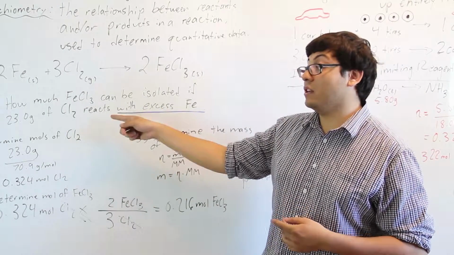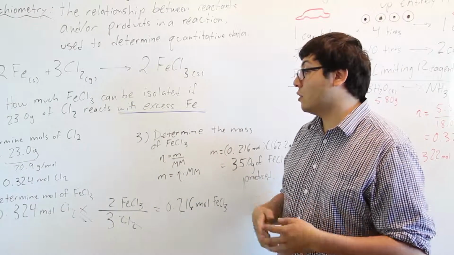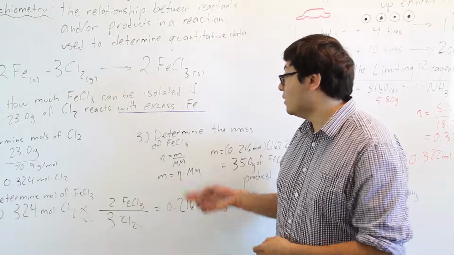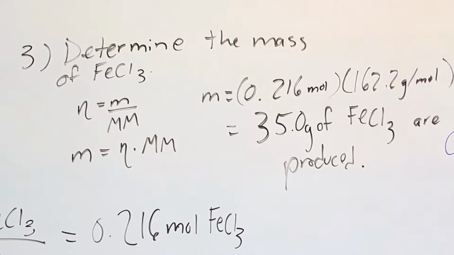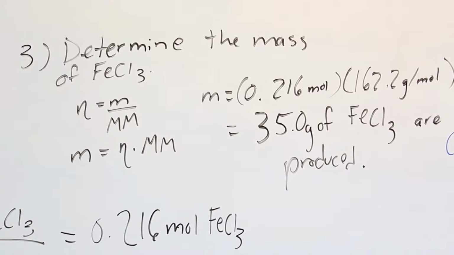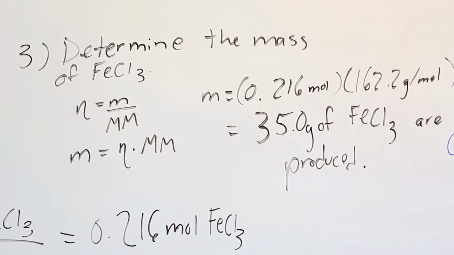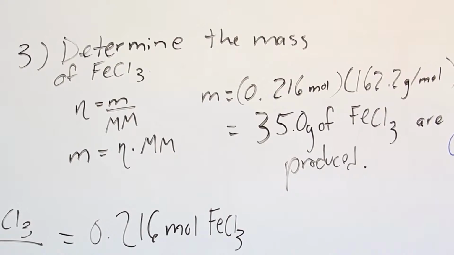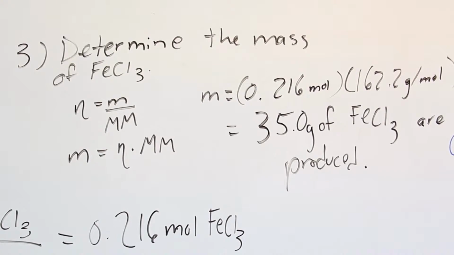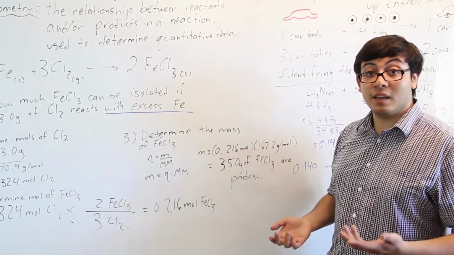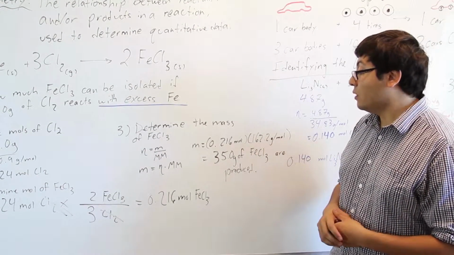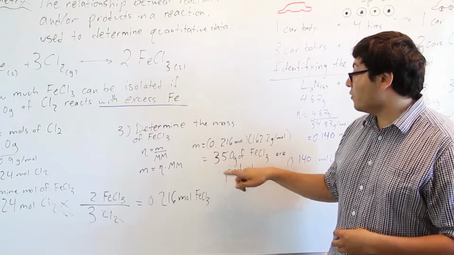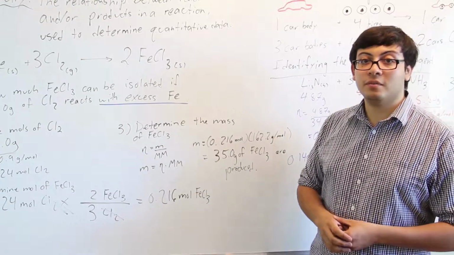It just wants to know how much iron 3 chloride that is, so we need to change that back into mass. We can do that by rearranging our formula for moles. So mass equals moles times the molar mass. We have the moles, 0.216 moles, and the molar mass of iron 3 chloride, which you can again get from the periodic table, is 162.2 grams per mole. When we work it all out, we get 35 grams of iron 3 chloride being produced.